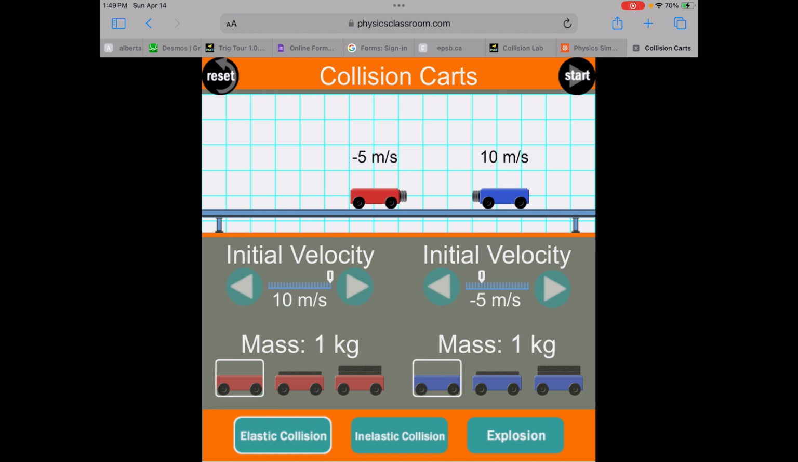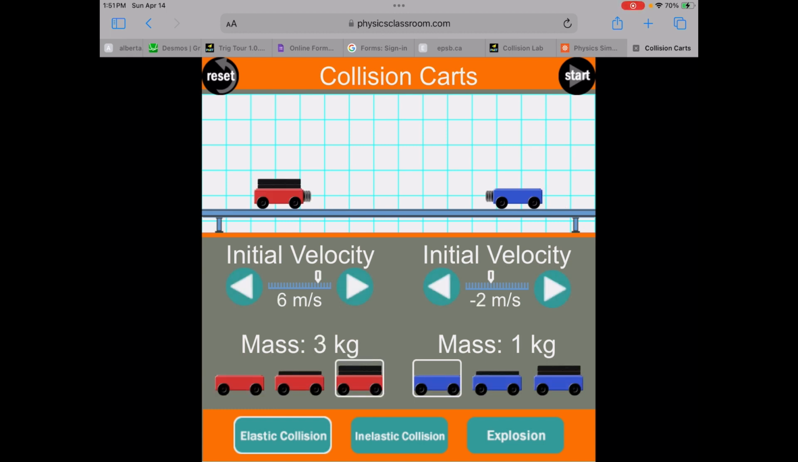Whoa, okay. So again, both carts' momentum changed. Did the total change though? Red now has 1 kilogram times negative 5 meters per second, or negative 5 kilogram meters per second of momentum. Blue now has positive 10 times 1, or positive 10 kilogram meters per second of momentum. So add those up, positive 10 kilogram meters per second plus negative 5. Hey, total final is also positive 5 kilogram meters per second, right? Total initial equals total final. Individually, their momenta changed, but the total momentum in the system did not.